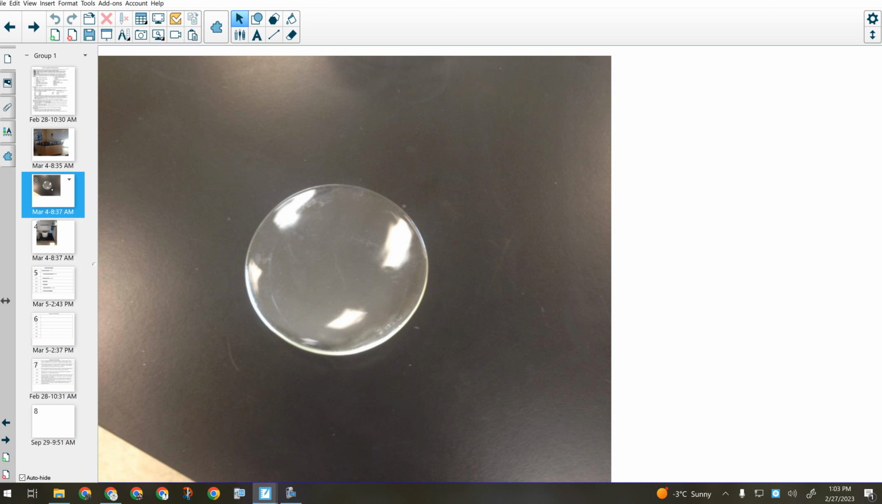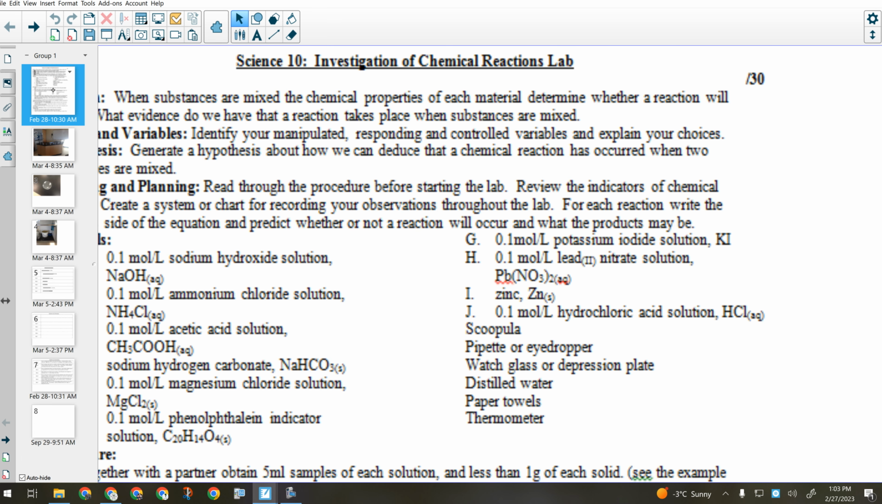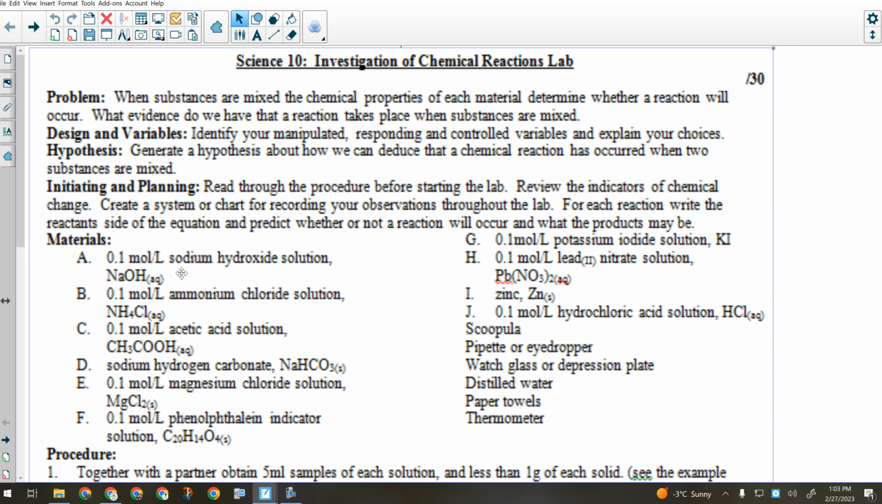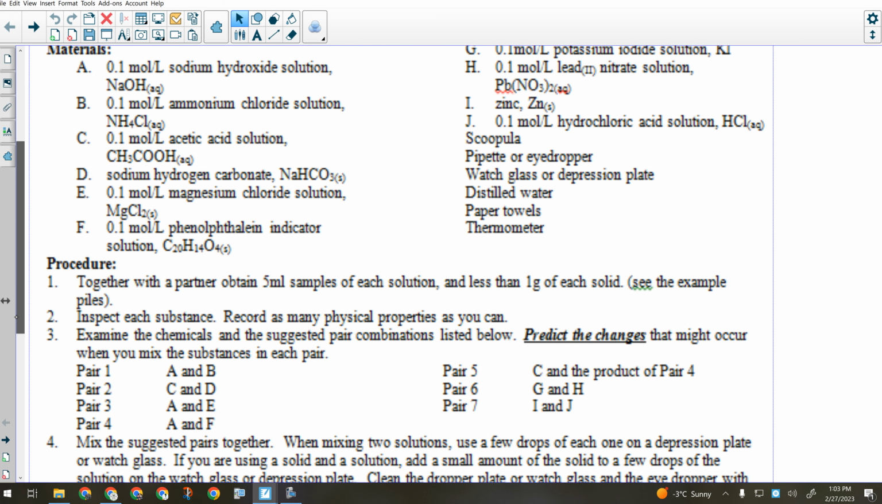So most of those just involve using your senses, but obviously we don't want to have our finger in there to detect temperature changes because that could be bad. So you'll get a thermometer for that, and you'll be able to detect any temperature changes obviously with that. Pretty straightforward lab. You're going to do a number of different pairs. So these will be your reactants, and then in the procedure, it gives you the different pairs.